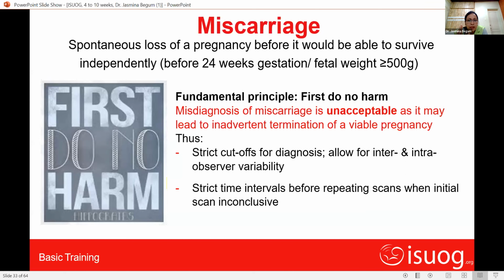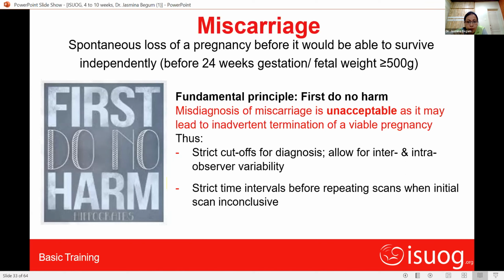So do not make any misdiagnosis of miscarriage. If you misdiagnose miscarriage, you will lead to termination of a viable pregnancy. Unknowingly, you may terminate the pregnancy. That's why everyone has to follow the strict cutoff or criteria to diagnose miscarriage.